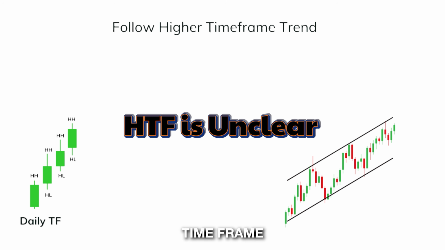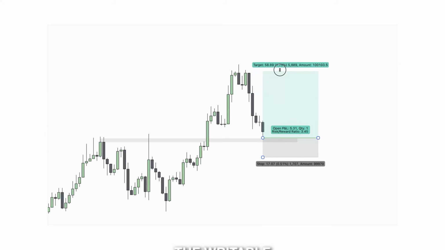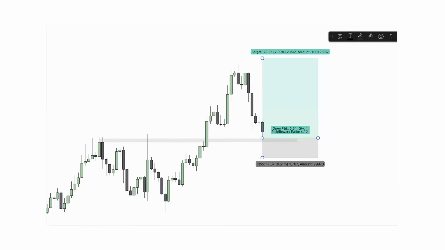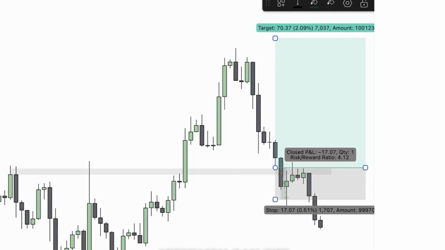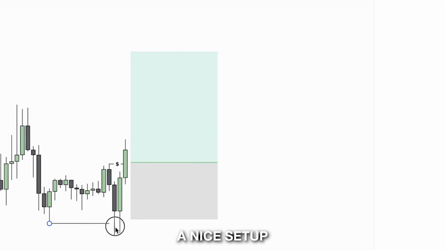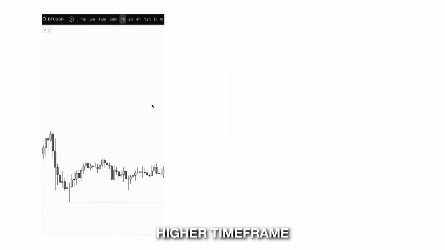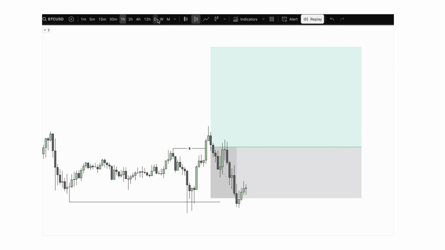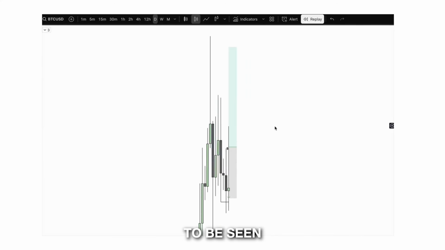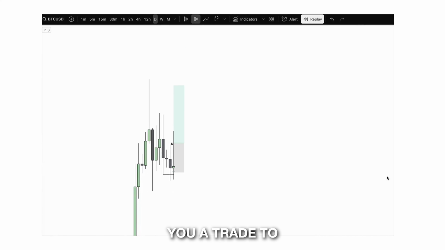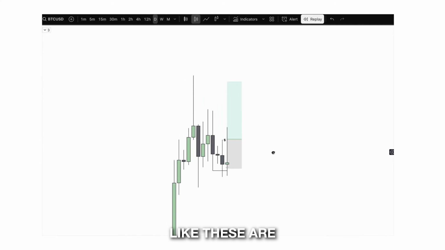When your higher time frame is unclear, which basically means you are entering based on just one time frame, whether it's support resistance or anything, and hitting stop loss. For example, here you can see on the screen you are having a nice setup on H1, but if you just switch to the higher time frame like daily, you can see there is nothing to be seen that is giving you a trade. So examples like these are very simple, that is higher time frame is basically not clear.